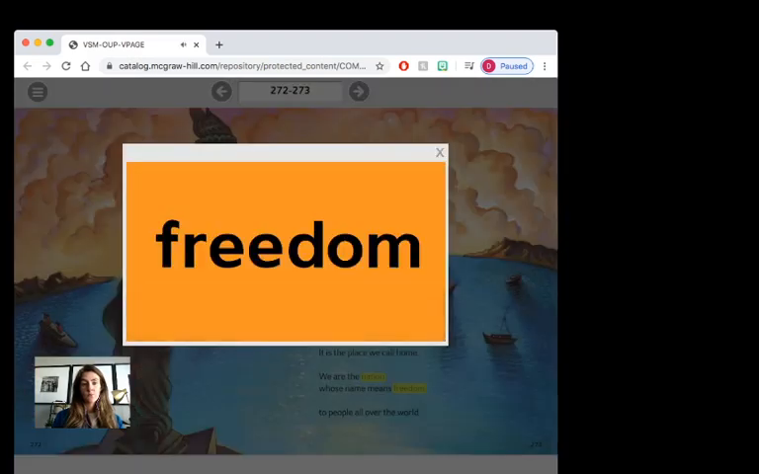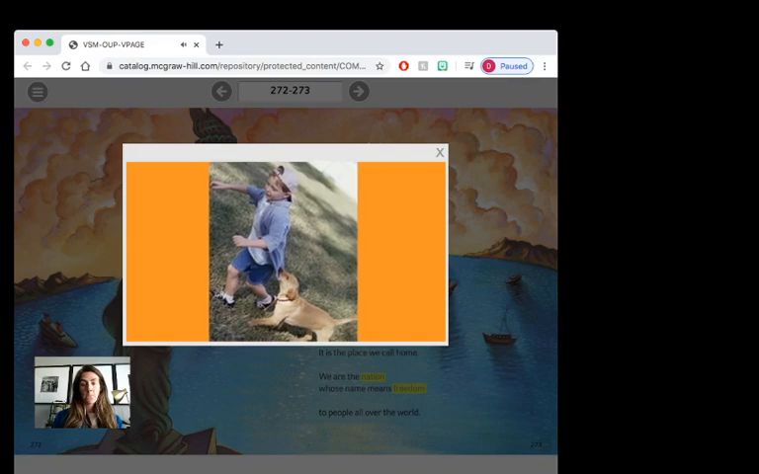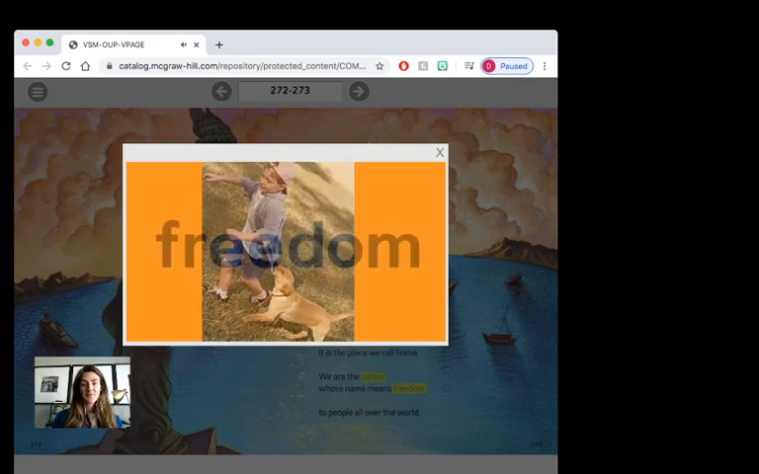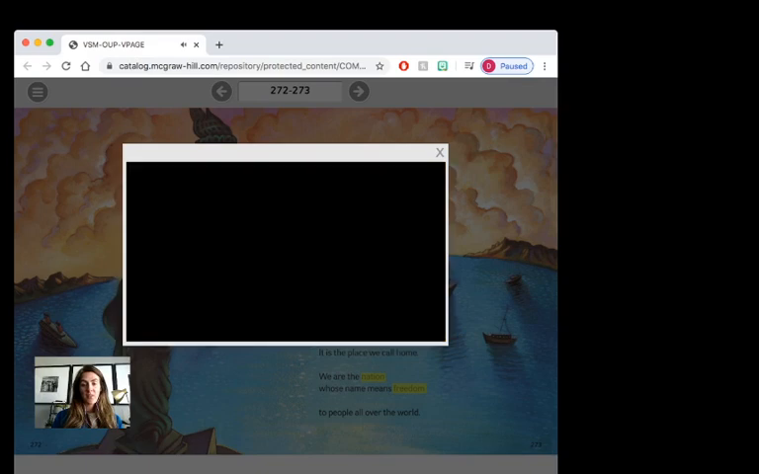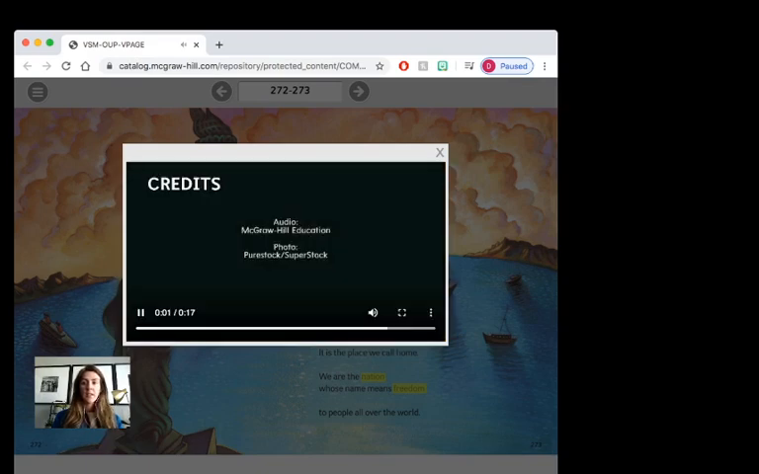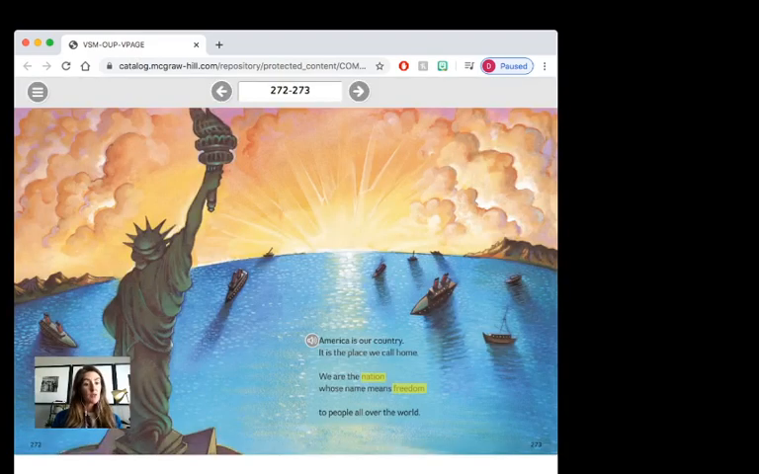Freedom, being free, doing what you want, not being controlled. The puppy and I have the freedom to play in the backyard. Freedom. Very good. Being able to do what you would like. That puppy was cute. They had the freedom to do what they want in the backyard. Very good.